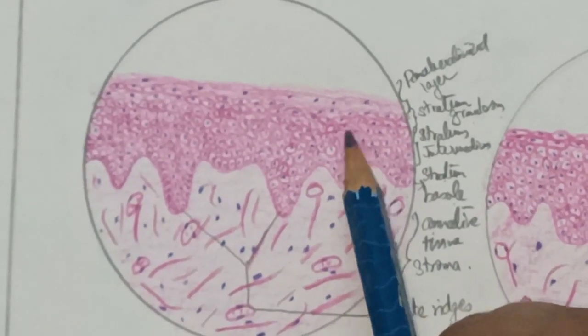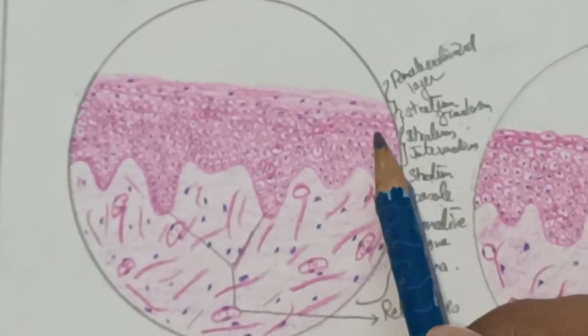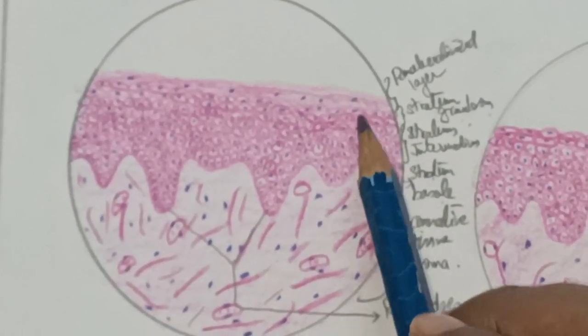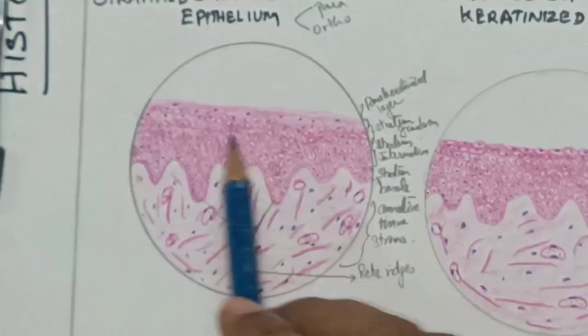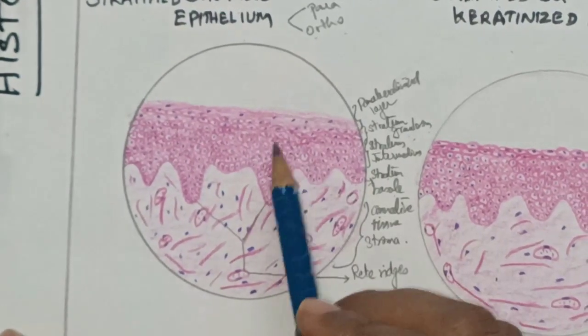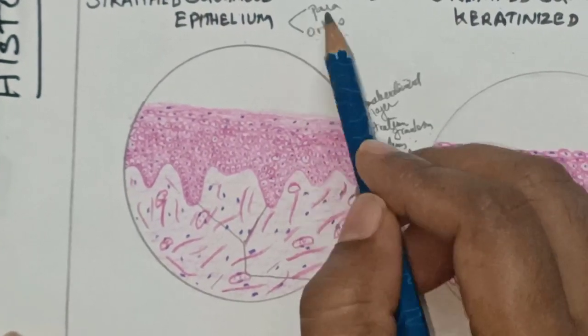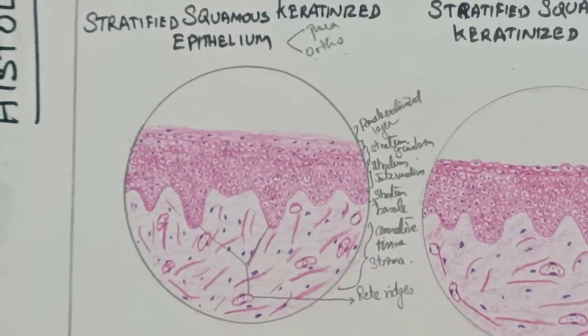The cells will possess granules, that is why it is called stratum granulosum, and on top is the stratum corneum, where the parakeratinized layer is evident. I have drawn the parakeratinized layer. Without the nucleus, the pyknotic nucleus, it is called the ortho variant. If this nucleus is evident, that is called parakeratinized stratified squamous epithelium.